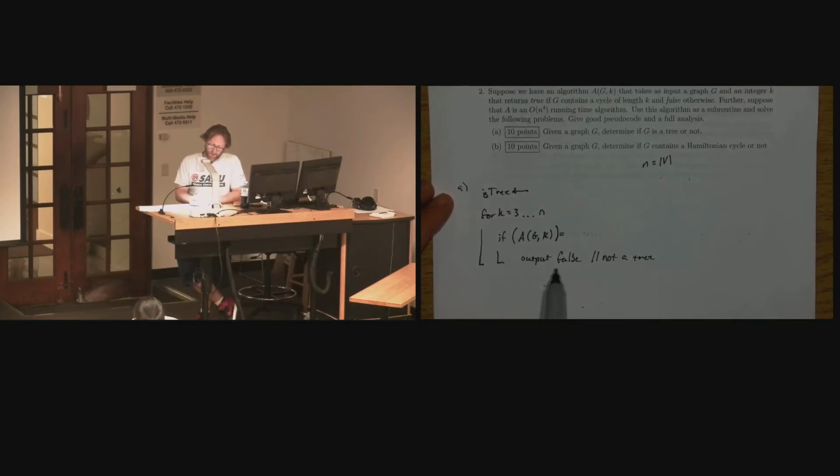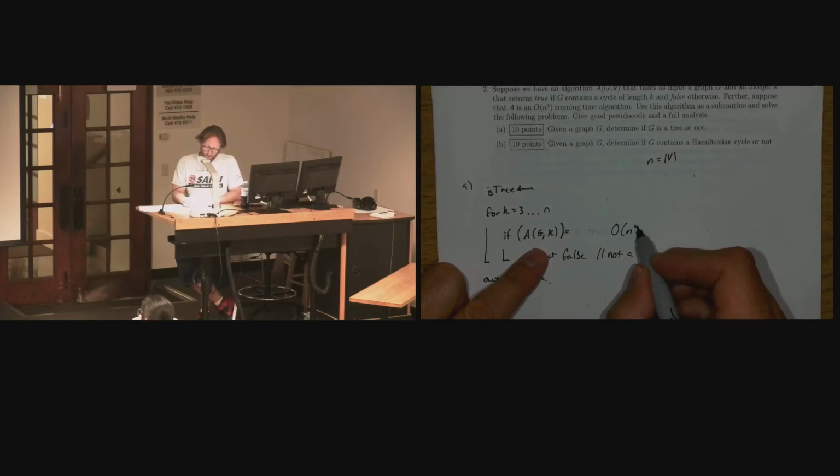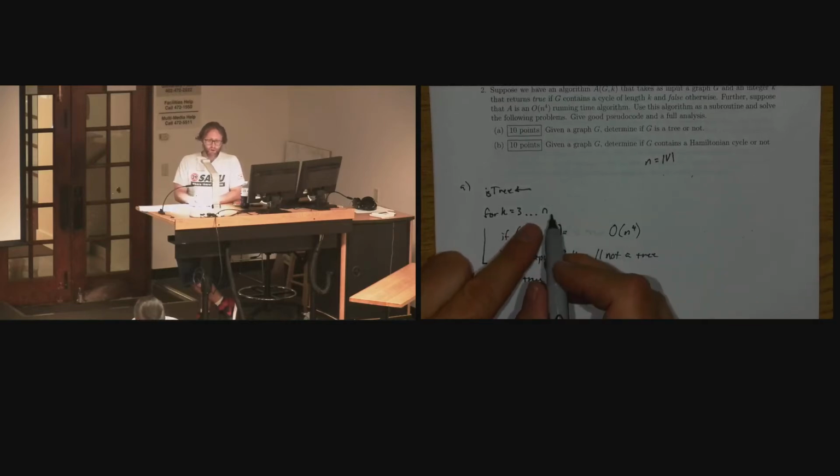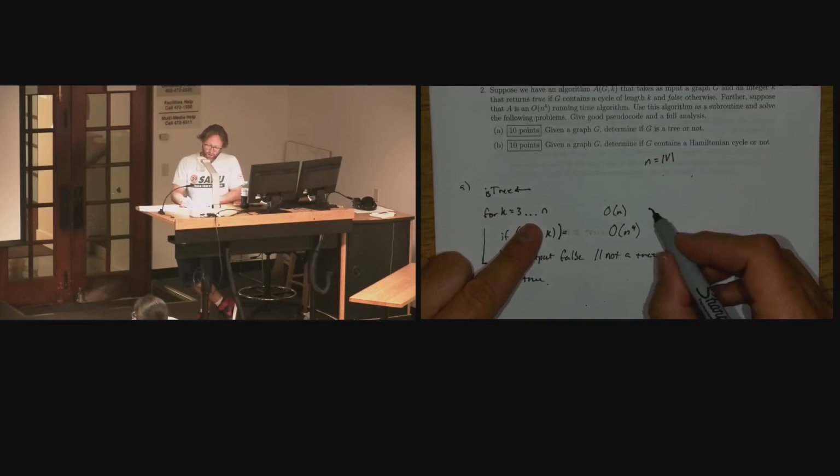If you get through this entire thing and you never output or return false, then there's no cycle of length 3, 4. There's no cycle of length 5. There's no cycle of length 6. There's no cycle of length n. What do you output? True. Right? Now, if this costs you n to the 4th, and you're doing it order n times, then altogether, what is it?